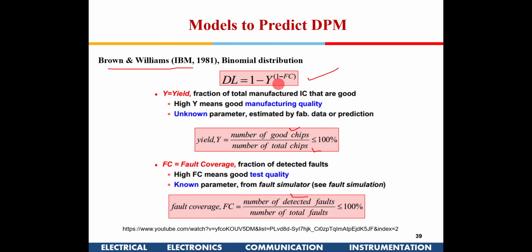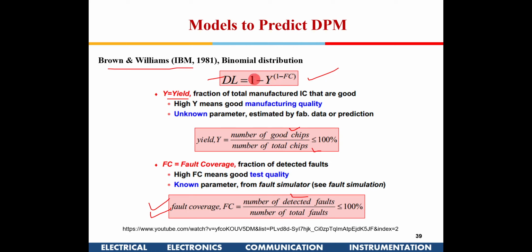Now suppose you can do 100% fault coverage. If that is the case, 1 minus 1 will become 0, right? So Y to the power of 0 is 1, so DL is 0. That means if you are doing 100% fault coverage, DL is 0, you get a good result. The other option is, if your yield is 100%, that means all the chips being fabricated are good, that is yield is 1, right? In that case also DL is 0.